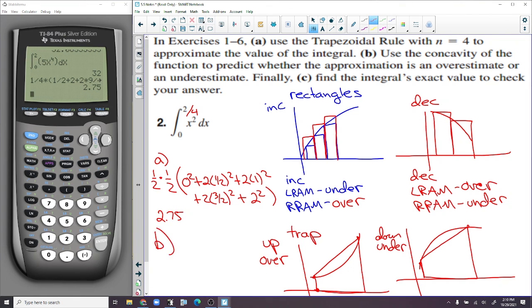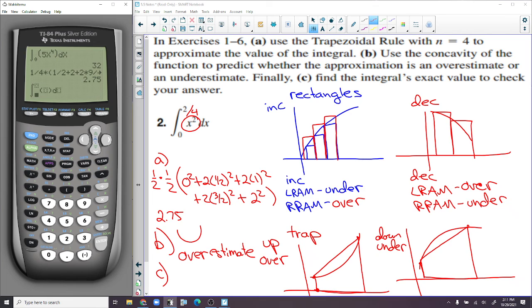B, x squared is concave up, so that's going to be an overestimate. We're going to have too much area. And letter C, find the exact value. So math number 9, we're going from 0 to 2. X squared. 2 and 2/3. So you can see that that actually was an overestimate. It was too much because it was concave up.